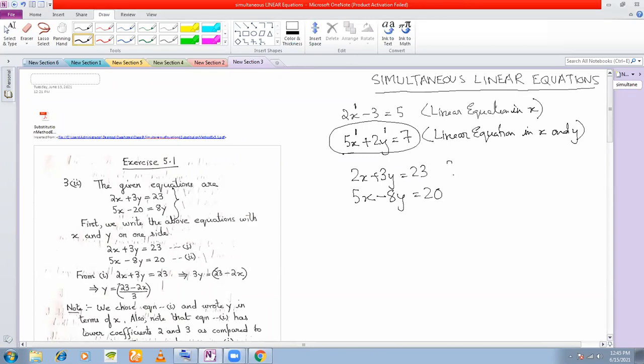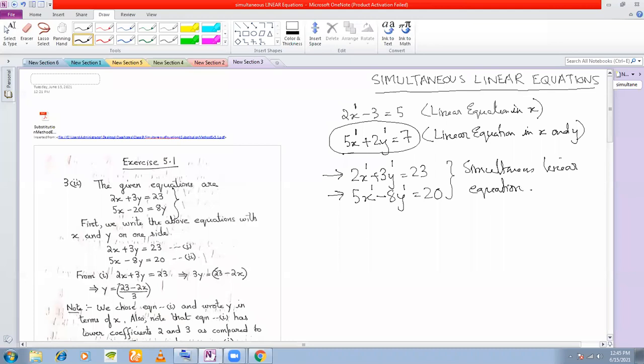This is a simultaneous linear equation. Why simultaneous? Because two equations are given to you. That is why simultaneous. Linear. Why linear? Because the power of the variables here are all 1. Clear? So these are called simultaneous linear equations. Simultaneous because there is more than one equation, and linear because the power of the variables is 1.